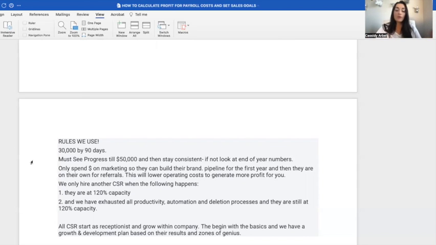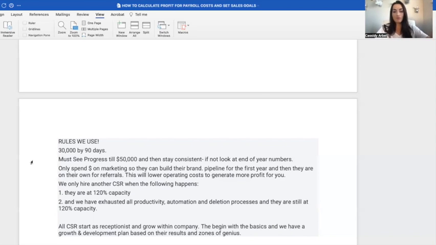We also only hire another CSR, customer service representative, when the following two things happen. One, current customer service representatives are at 120% capacity, meaning they are doing 120% over their energy capacity, their time capacity, everything that they can do to make sure that they're giving excellent customer service to our clients. So once they hit 120% capacity, that's when we look into hiring another CSR. The reason why is because if they're at 100, we don't want to hire somebody else just to get both of them to be at 50% or both of them to be at 70%. We want to make sure that there's enough work for them to do at that point.